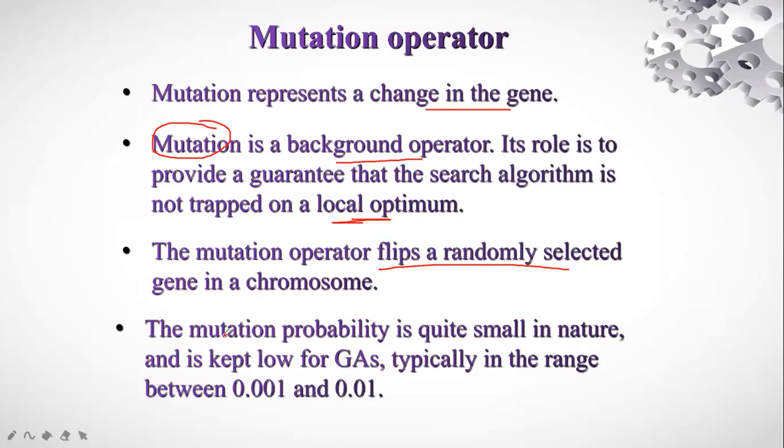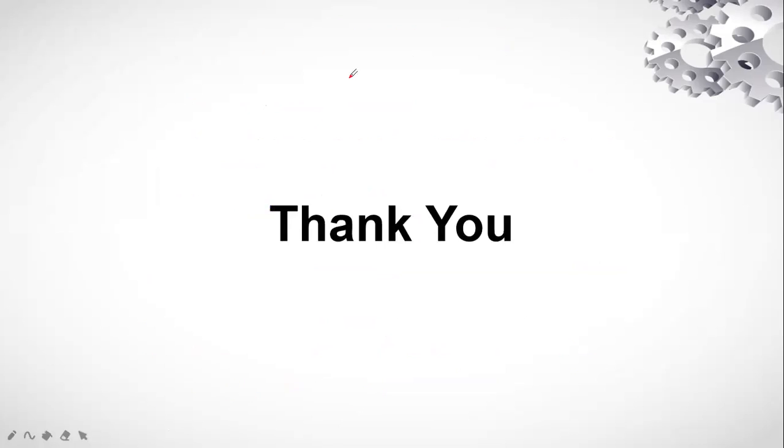Now we have already seen what the mutation rate is. The mutation probability is kept very low in GA, and the range is from 0.001 to 0.01. So it is kept very low in the genetic algorithm, but it is important to provide the mutation operator. So that's all for this particular mutation process lecture.